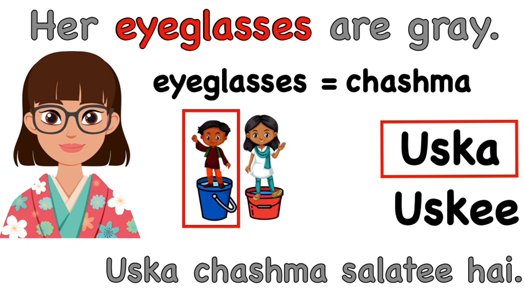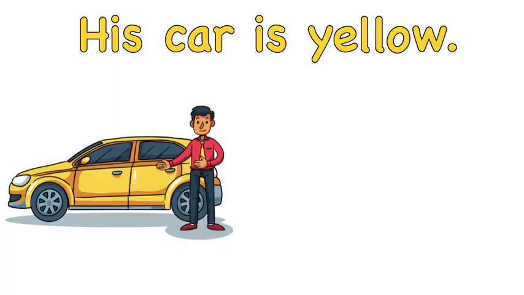So again, make sure you understand that it doesn't matter. Uskee is not her and uska is not his. Uska and uskee can be used for both his and her or his and hers. It all depends on what the object is that you're talking about.